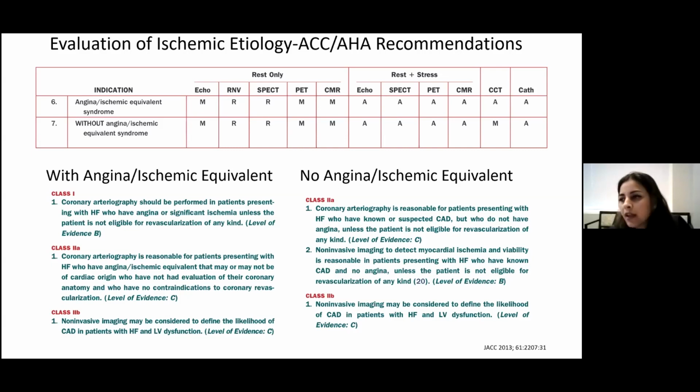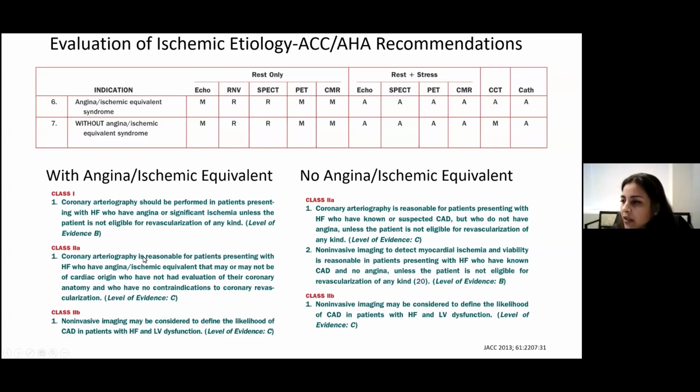So if the patient has active chest pain, then it's a class 1 recommendation to do a left heart catheterization. Now, if the patient has chest pain and they have heart failure, then whether we know their anatomy from before or not, we could take them to the cath lab. It is reasonable to do that. And it's a class 2B recommendation to do non-invasive imaging to define the likelihood of CAD in patients with heart failure who have LV dysfunction.